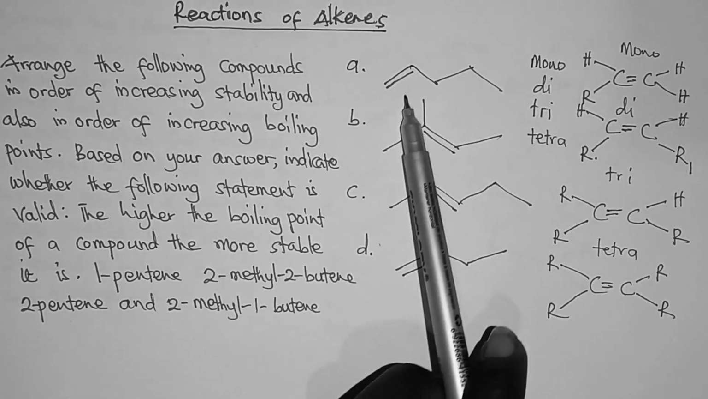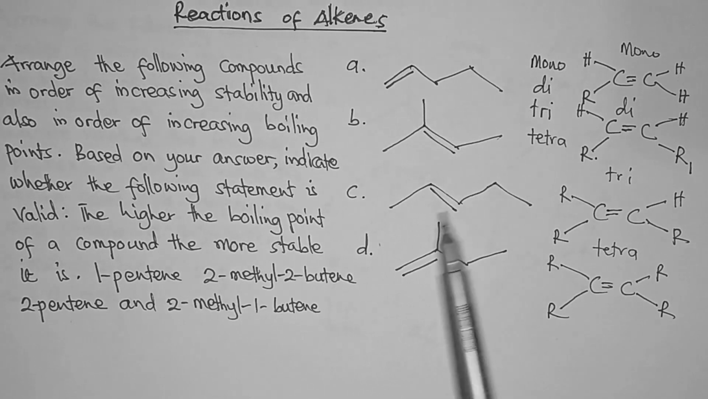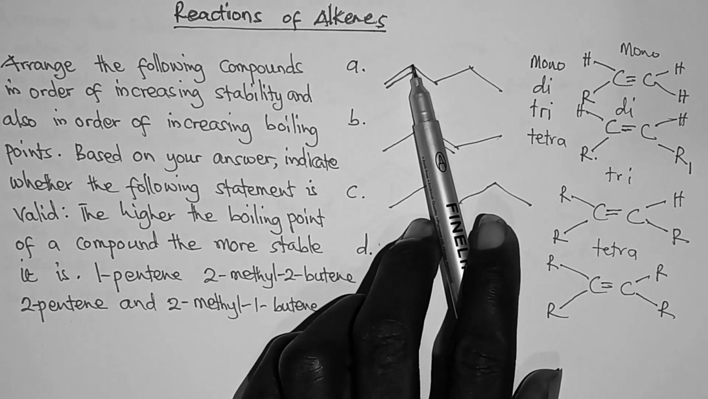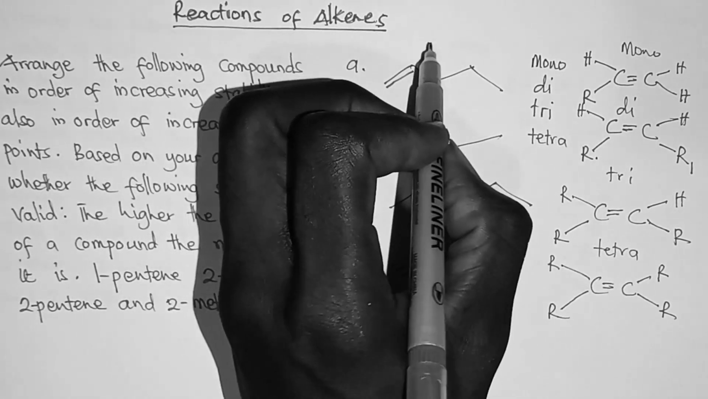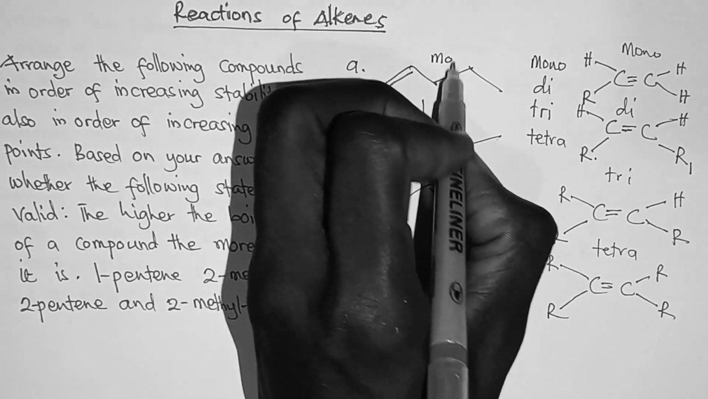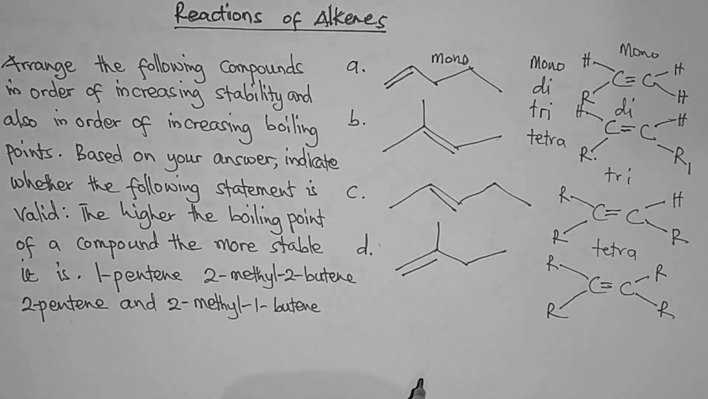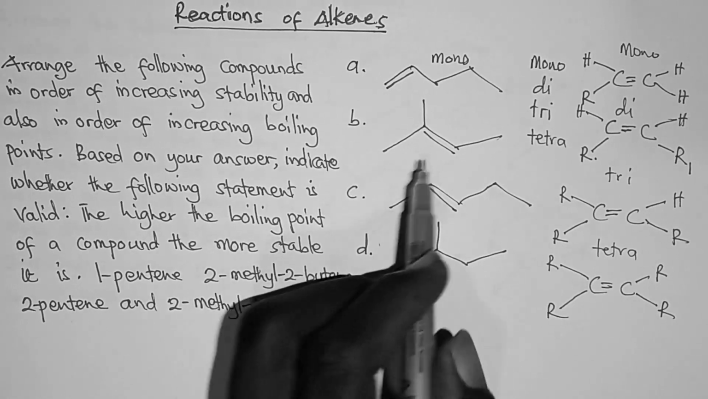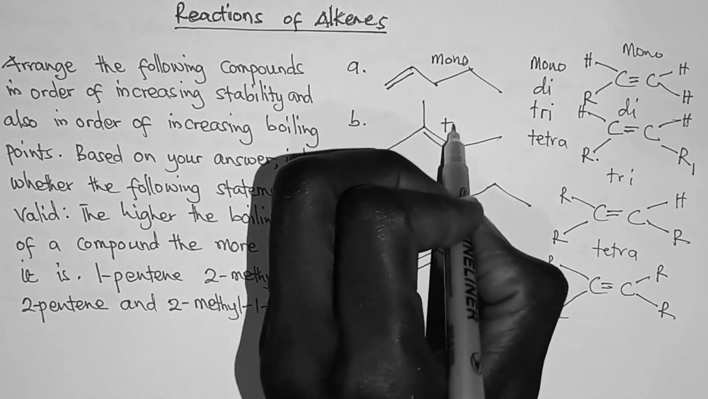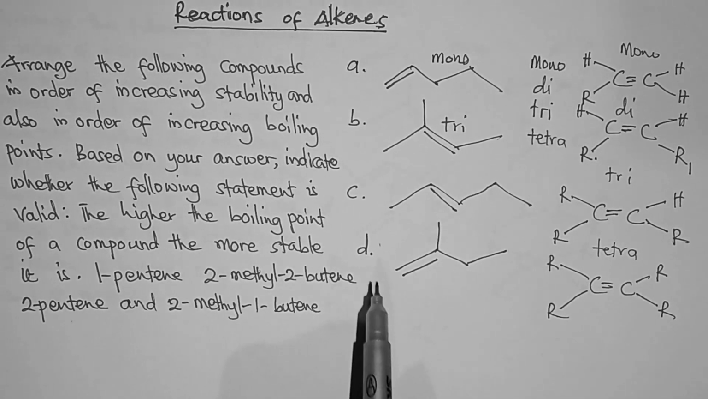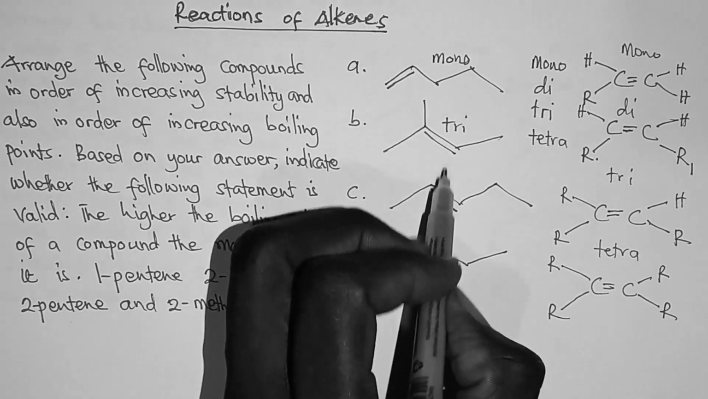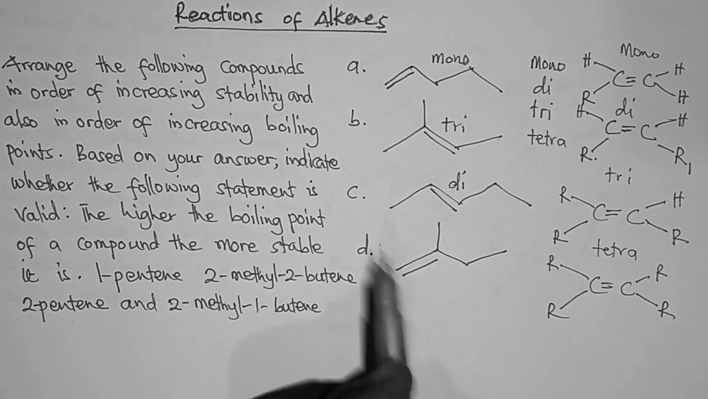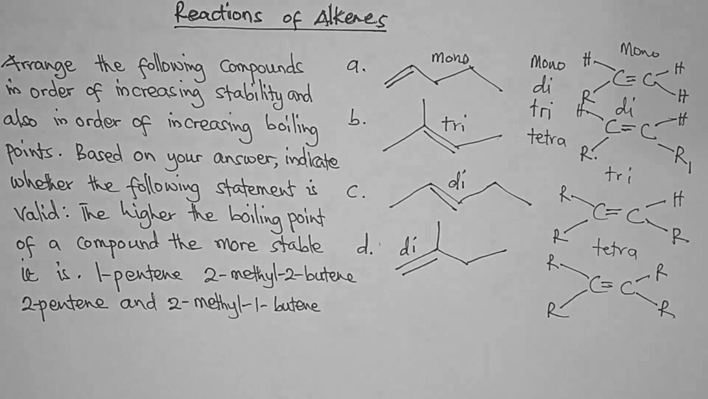Let's determine the kind of substitution around the compounds that we're given in the question. So for A, you can see that this is one alkyl group around the carbon-carbon double bond, and therefore A is a mono-substituted alkene. And then for B, you can see that 1, 2, 3 alkyl groups around the carbon-carbon double bond, so it's a tri. And here is 1, 2, so it's a di. And this one is 1, 2, so this one is also a di.